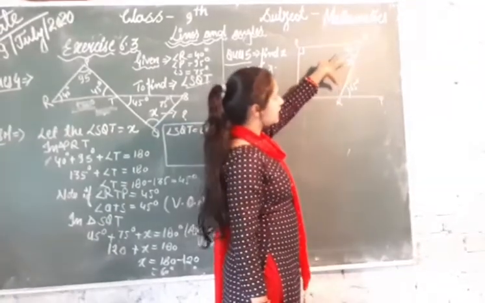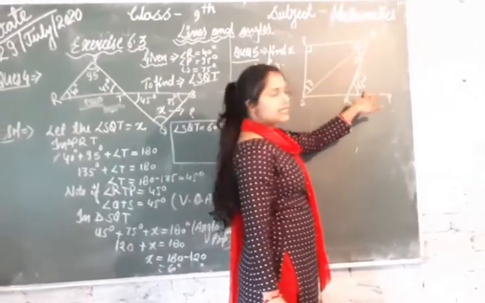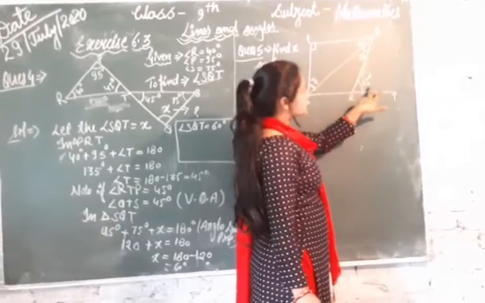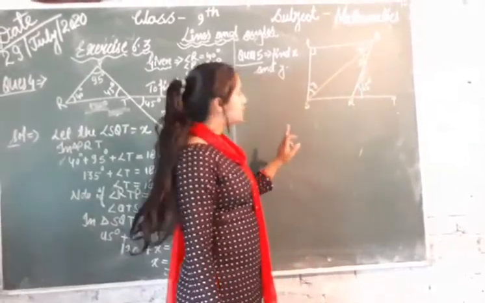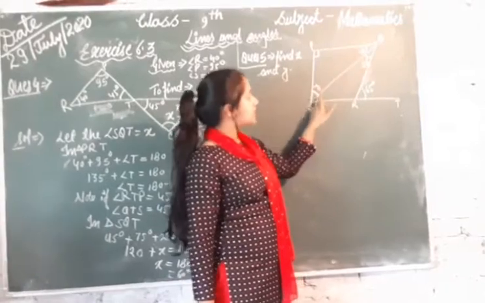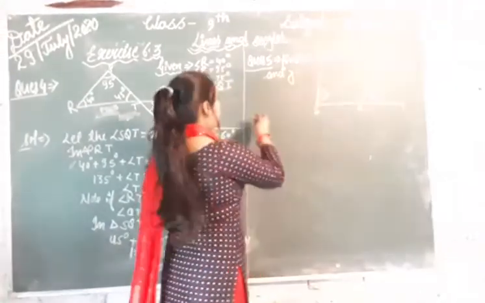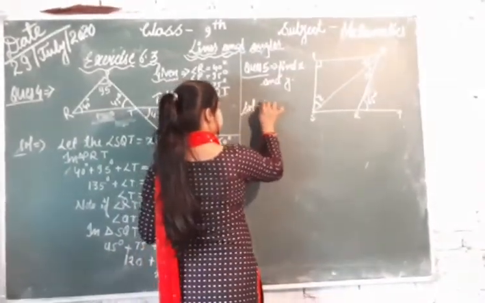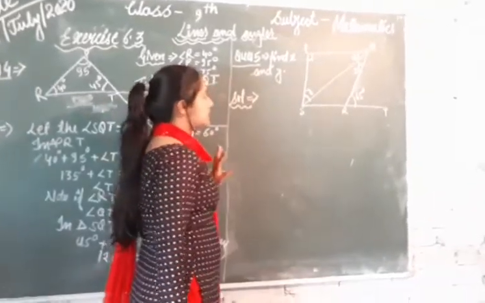Okay, it is divided into two angles here. And the exterior angle of this triangle is 65 degree. So what you have to find? You have to find the value of X and Y. Okay, let's solve this question. We will start the solution.